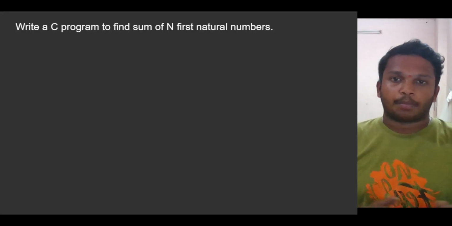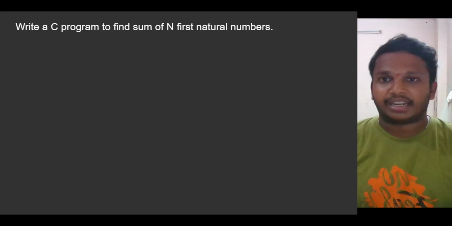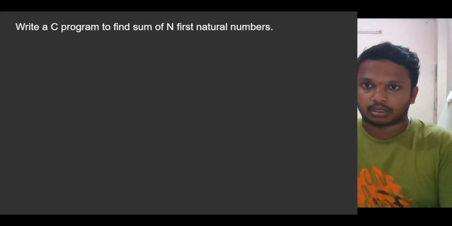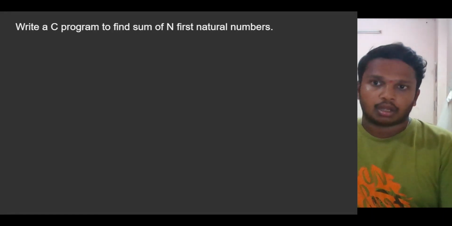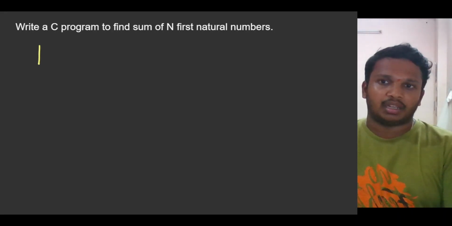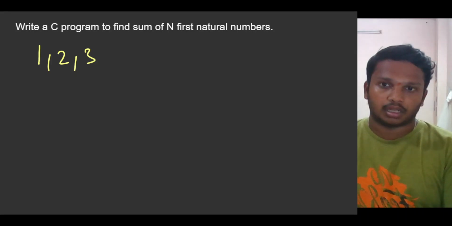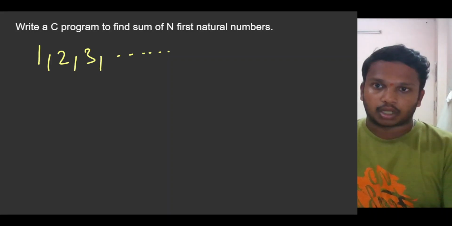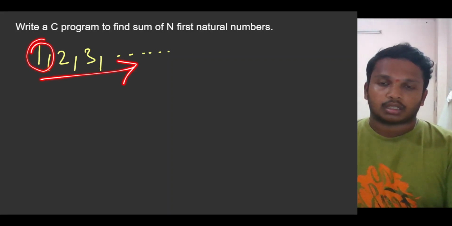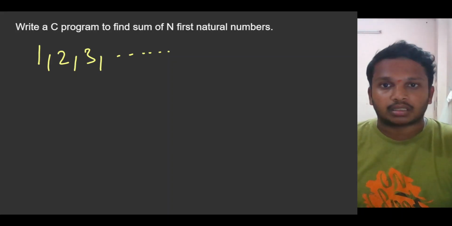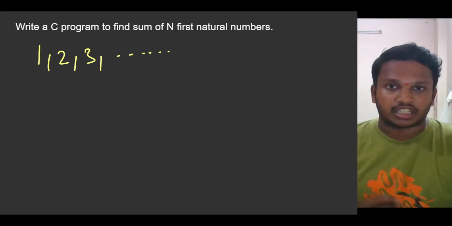Hello guys, now coming to today's question, let us write a C program to find the sum of the first n natural numbers. Before solving this, we need to understand what natural numbers are. Normally they are the numbers 1, 2, 3 and so on, starting from 1. Now we need to print the sum of the first n natural numbers.